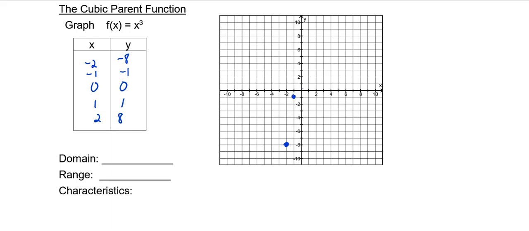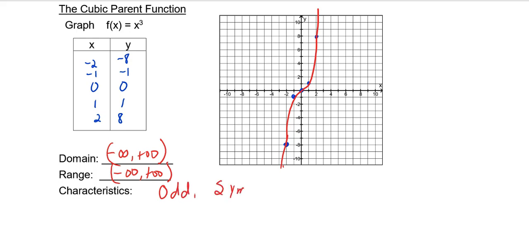We'll just plot those points real quick here. And one more point. Then we are going to just connect them together. There it is, I don't graph very well, but there it is. Our domain is from negative infinity to positive infinity. We do not include those, so in interval notation both of them will be parentheses. Our range is also going to be from negative infinity to positive infinity.